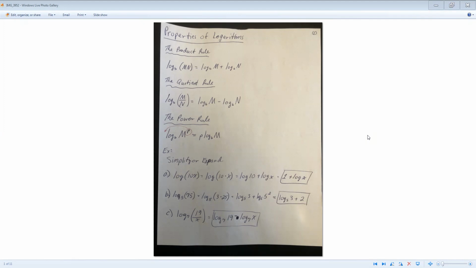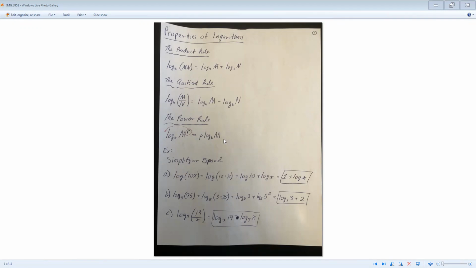Then we have the quotient rule, in which we're taking the log of m over n, or m divided by n, and that will expand to log of m minus log of n. And then the power rule: if I have the log of m raised to the p power, I can bring that p to the front, and that would be p times log of m.